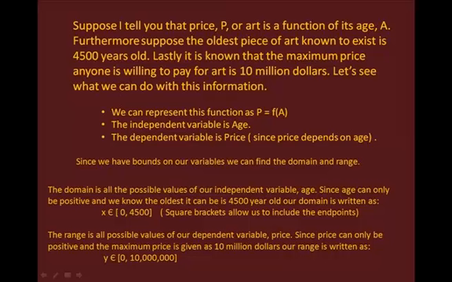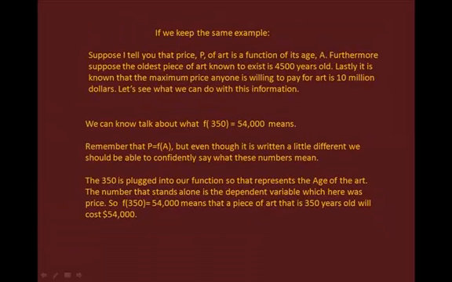Let's keep the same example and talk about what other numbers might mean. So again, P is the price, A is the age. What do we mean when we say f of 350 equals 54,000? What does that mean? Well, since price is a function of age, and age is what we plug into the function, here 350 has to be our age because that is the number that we are plugging in. So therefore, 350 is how old the art is. So our piece of art is 350 years old.